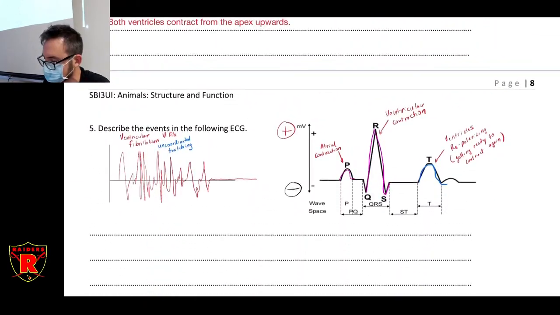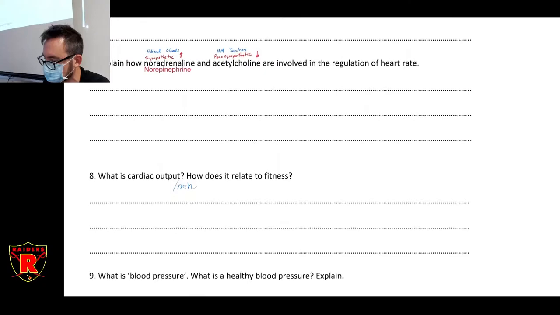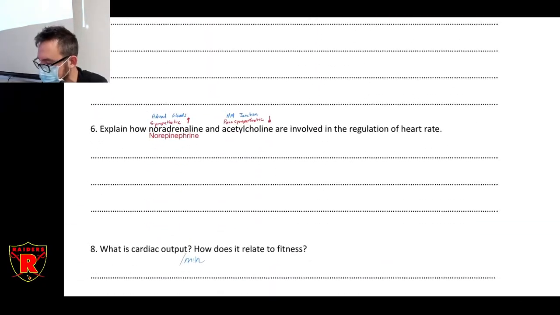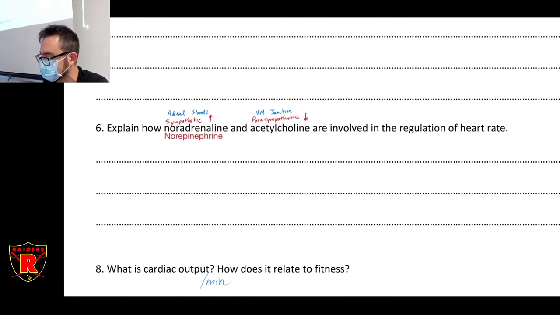Okay, so we talked about electrical activity. Okay, I'm going to blow through this last part here. Noradrenaline and acetylcholine. I can summarize this very quickly. You also have hormonal control over your heart. Okay? So there are two basic hormone systems. Your sympathetic nervous system and your parasympathetic nervous system. Your sympathetic nervous system is your fight or flight mechanism. That's what's activated when it's go time, okay?